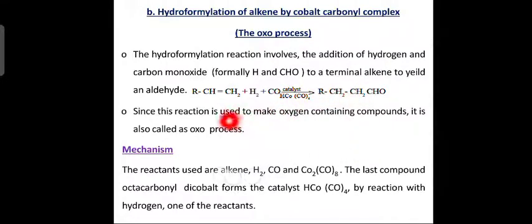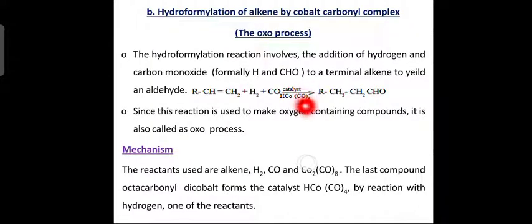So, here the alkene is converted into an aldehyde by what? Hydrogenation in the presence of carbon monoxide. Now, which is the catalyst used? This is the catalyst, cobalt tetracarbonyl, and this is hydrogen. So, in the presence of this catalyst, hydroformylation of alkene takes place to give what? Aldehyde. So, this reaction is also called the oxo process.